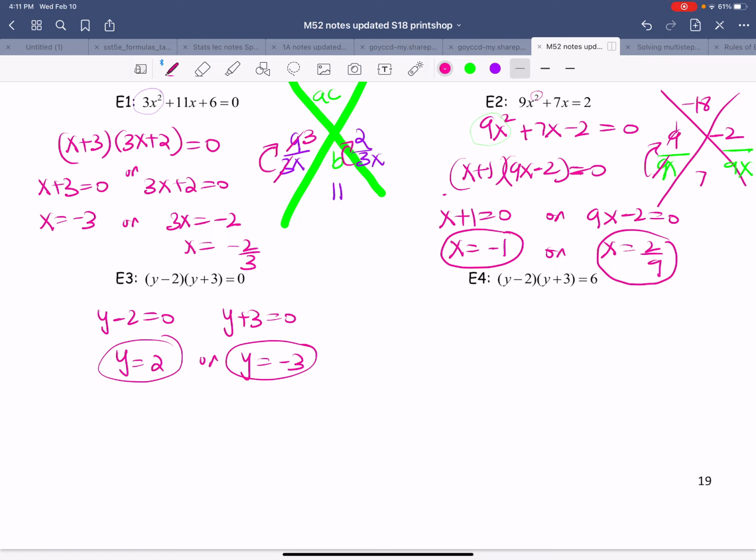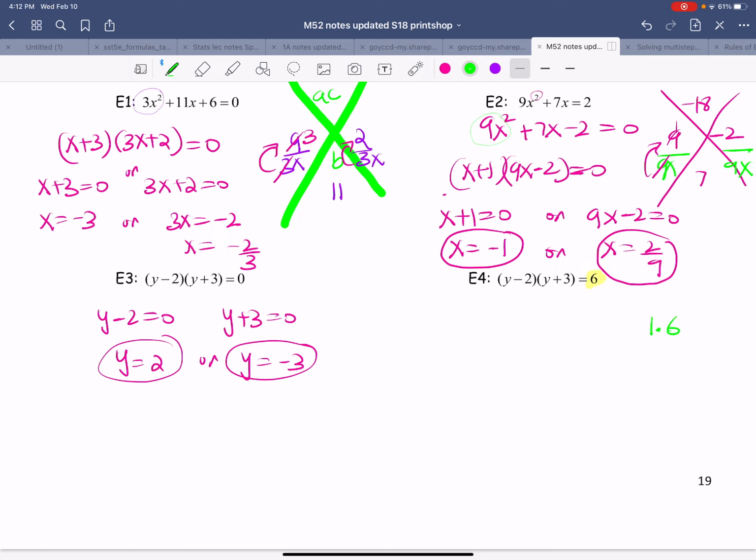Example number 4 is slightly different. It looks similar, but it's not because you have the 6 on the right-hand side. Now, you can only set each factor equal to 0 if you have 0 on one side. If you don't have 0 on one side, then the zero product property doesn't work, because a product of two factors can be 0 if and only if one of them is 0. But a product of two factors can be 6.